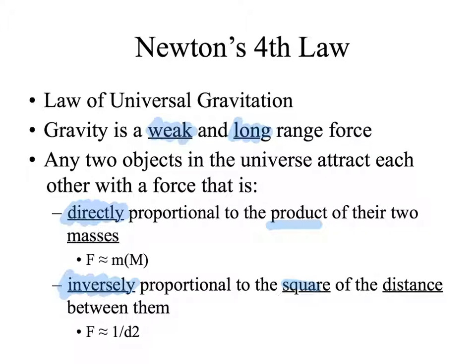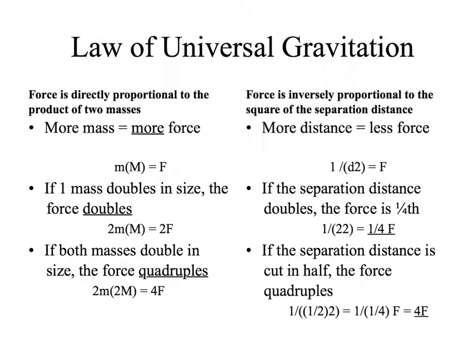Okay, so what this says is that as more mass is added, so as mass increases, the force between those two objects also increases. So as mass goes up or mass gets larger, the force between them also increases. In other words, if the mass doubles, meaning it is twice as large, twice as massive, because they are directly related, then that force between those two objects also doubles. It also increases by a factor of 2.